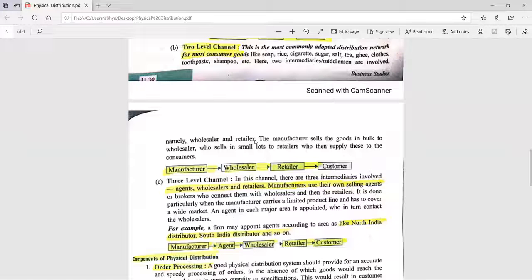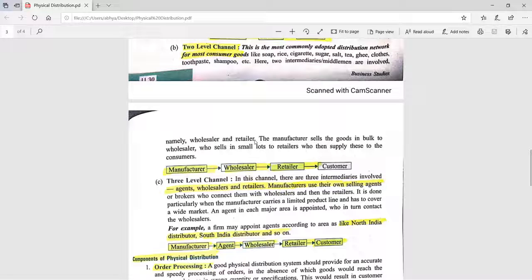In a three level channel, three intermediaries are involved. In this, one more intermediary is involved other than the wholesaler and retailer. Who is that? The agent, sometimes also known as the distributor. You must have heard this word: distributor or agent means the company is giving an agency in a particular area, and this channel will be adopted only when the company wants to cover a larger area. So the company can appoint distributors, like the manufacturer can divide the whole of Delhi into four zones: east, west, north, south, and in each zone he can appoint one distributor.